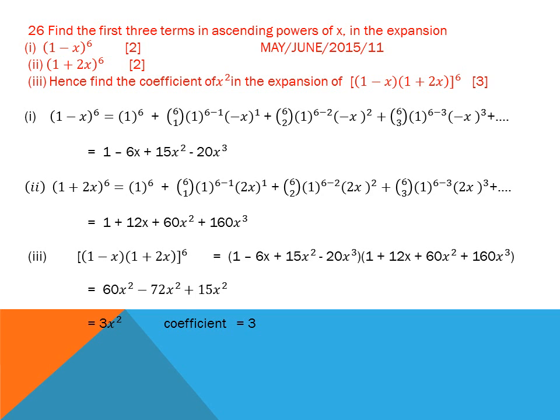When 1 is multiplied with 60, it will become 60x square. When minus 6x is multiplied with 12, it will become minus 72x square. When 15x square is multiplied with 1, it will become 15x square. All other terms do not include x square, so we should leave all other terms. So it will become 3x square. So the coefficient of x square is equal to 3 here.